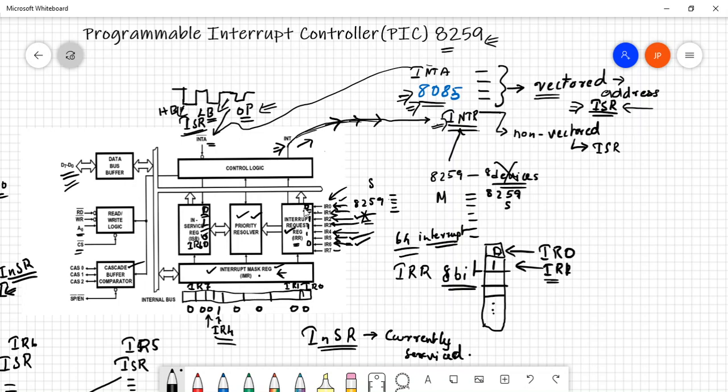The moment the acknowledgement signal comes from the 8085, in the interrupt request register the corresponding bit becomes 0, and in the in-service register the corresponding bit will become 1. And when the EOI instruction in the interrupt service routine is executed, the in-service register will clear its corresponding bit, right? So this is how the 8259 PIC, or the programmable interrupt controller, works. I hope the architecture is clear up till now.